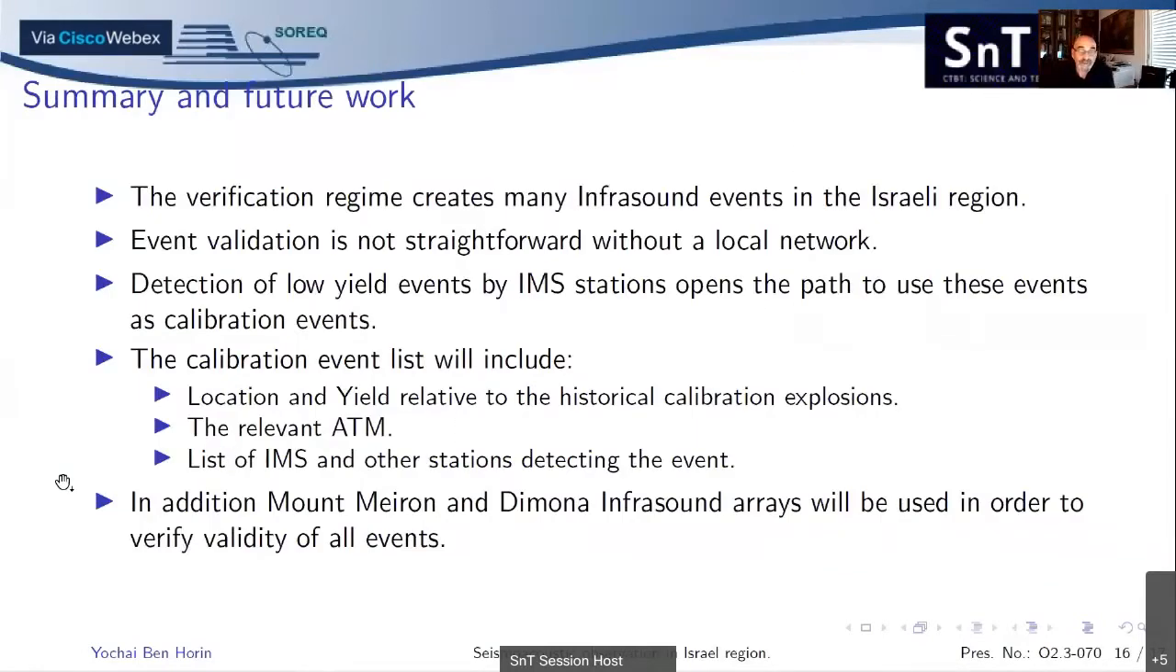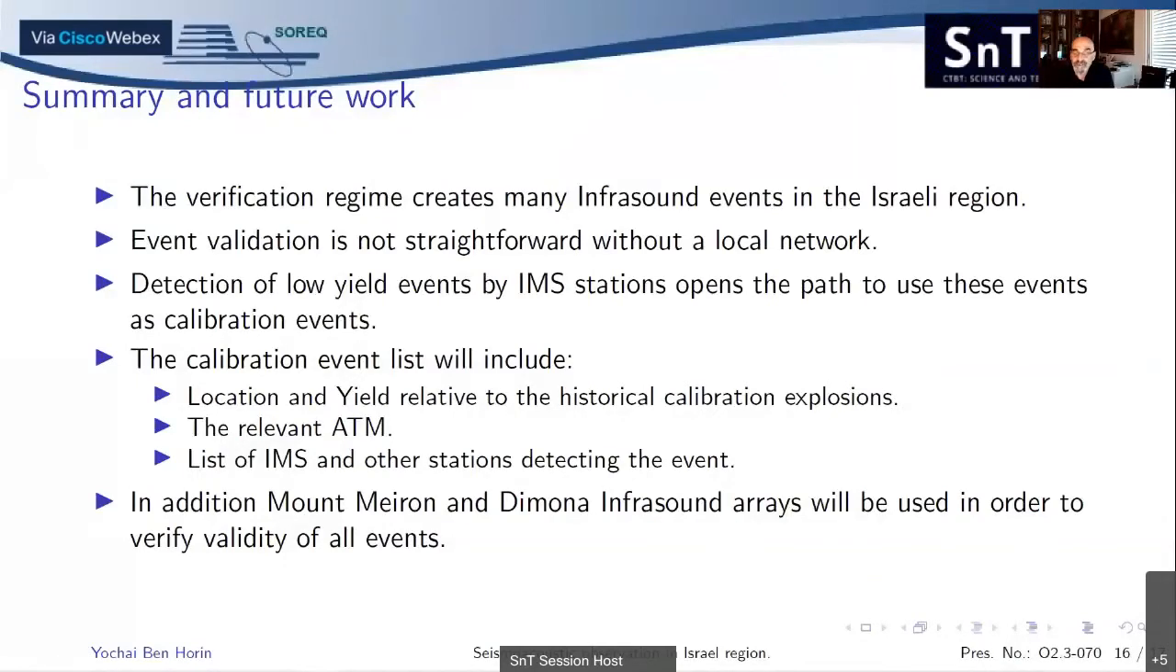So in summary, we see that the verification regime creates many infrasound events in the Israeli region. We have explanation for three of them: calibration, explosion, and accidents, which are known to everybody. And then it's not straightforward to validate the events because we don't have a local network.